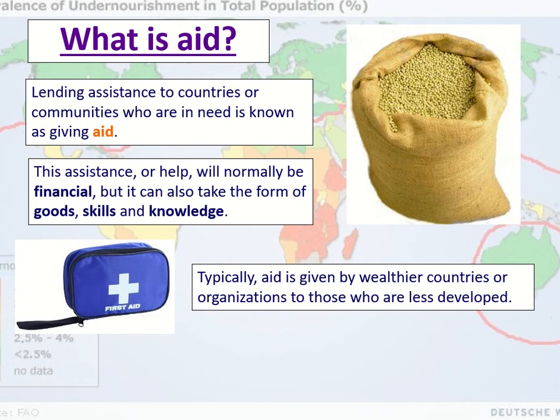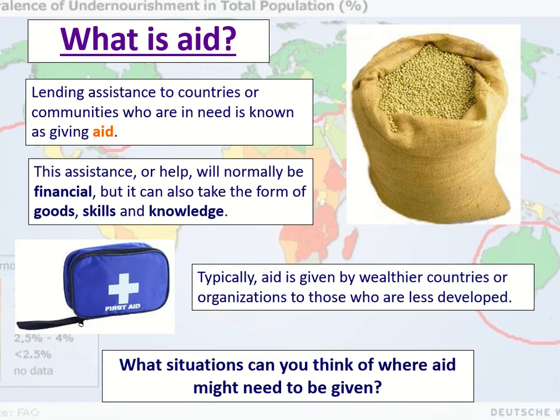So aid is given by wealthier countries or wealthy organisations or charity organisations to those that are less developed and have a need for it. That's really the definition of why you'd need aid. And there are many situations where aid might need to be given, which I'm going to outline next.